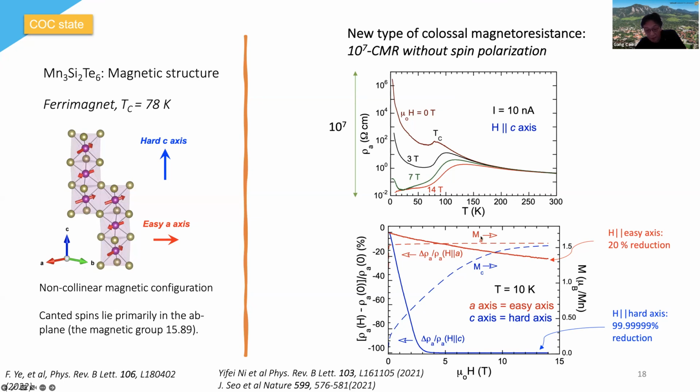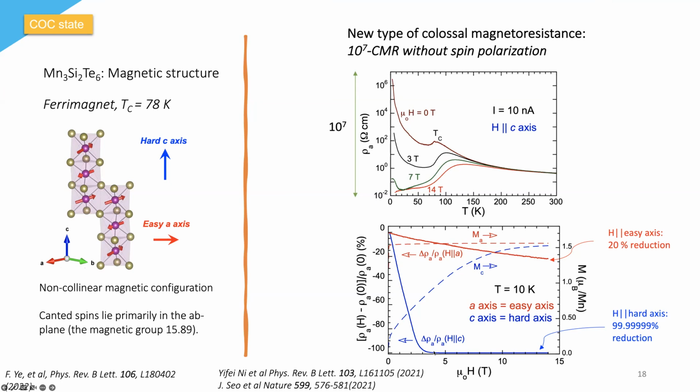You can see that even at 14 Tesla, the absolute value of this is still smaller than the value of magnetization for the easy axis. But then if you look at the resistivity, which is the solid lines, the red lines indicate the magnetic field along the easy axis, and the resistivity drop is only 20% at most. Whereas if you look at the C-axis, which is the hard axis, the resistivity drops about 7 orders of magnitude. What's important here is that this drop in resistivity happens when the magnetic field is larger than 4 Tesla. In other words, it happens very quickly for the system to become metallic.